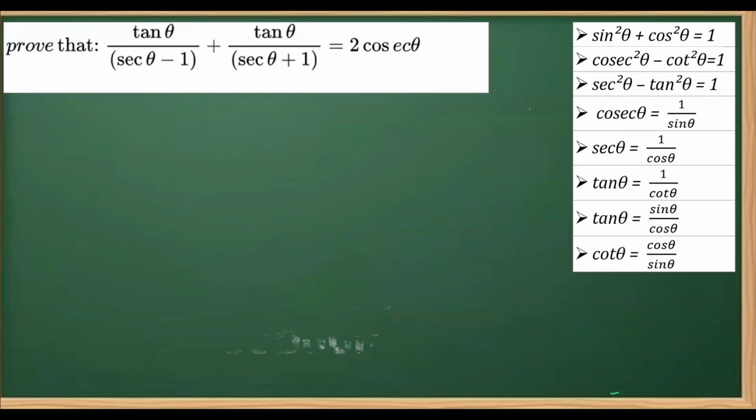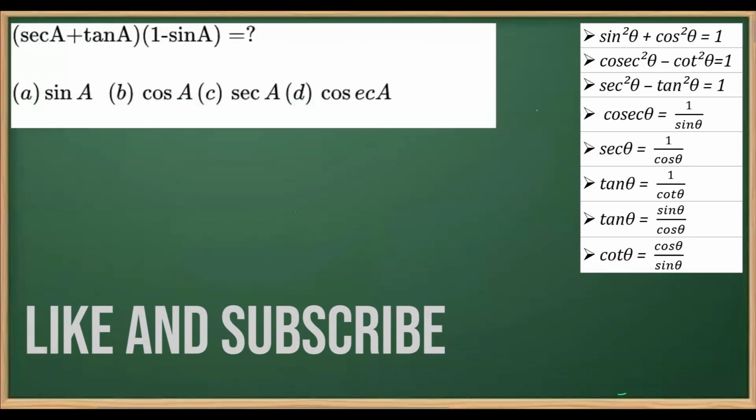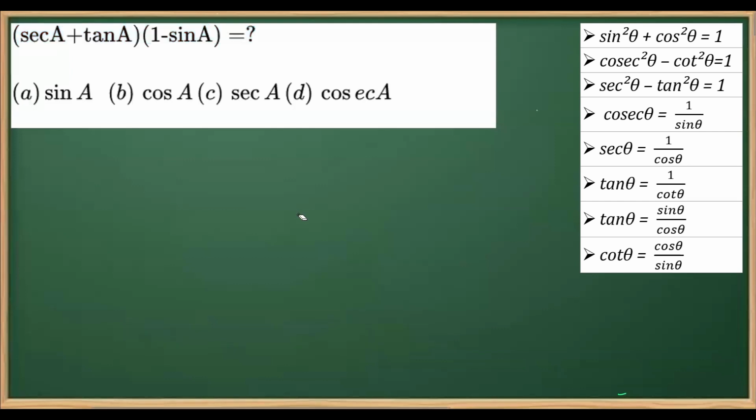Let's come to the next question now. In the next question, we have LHS as this, and that's an MCQ, and we have to see which is the RHS. Well, whatever it is, I must first simplify them. So I'm going to write sec and tan in terms of sine and cos. Sec is 1 by cos and tan is sine by cos. That's what I'll do.